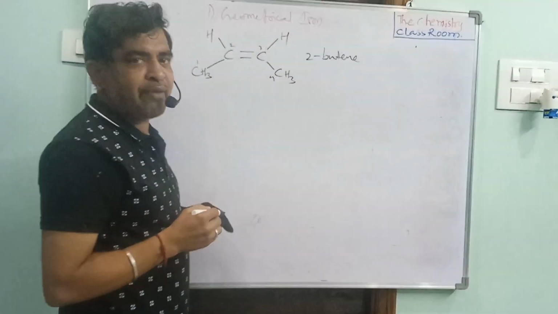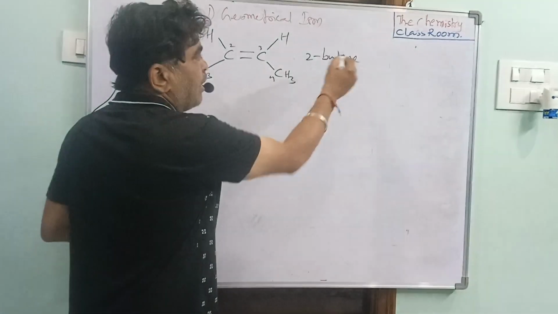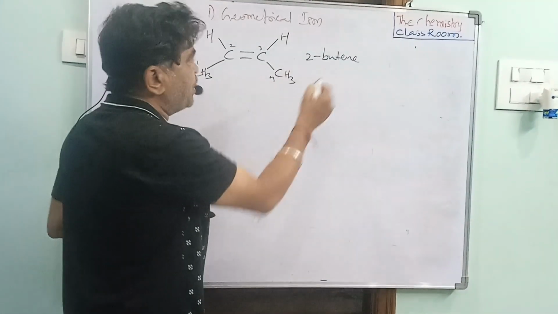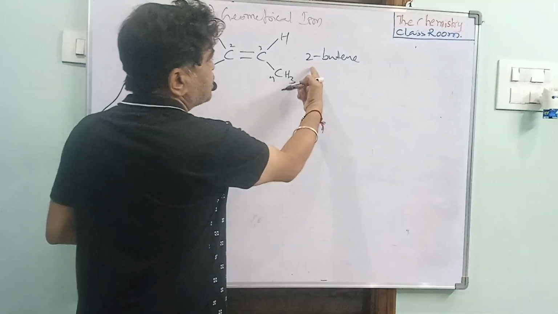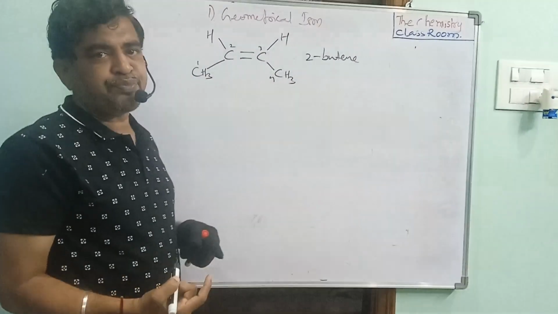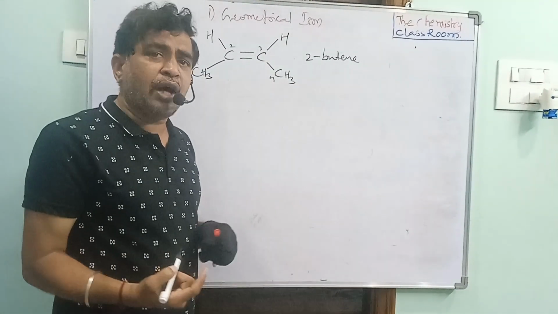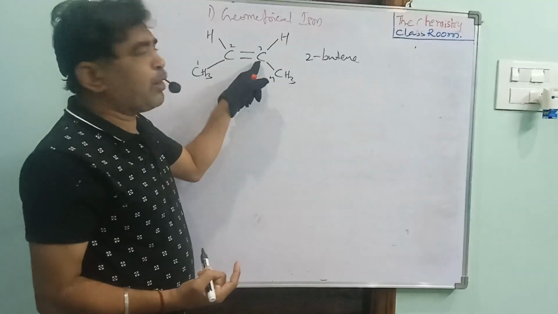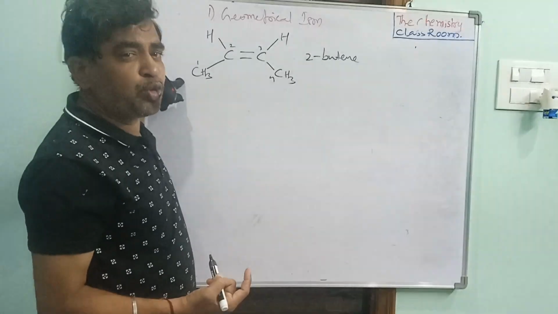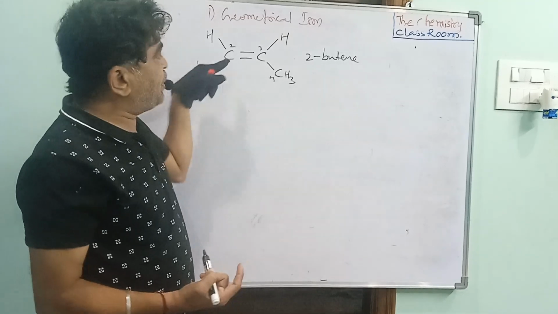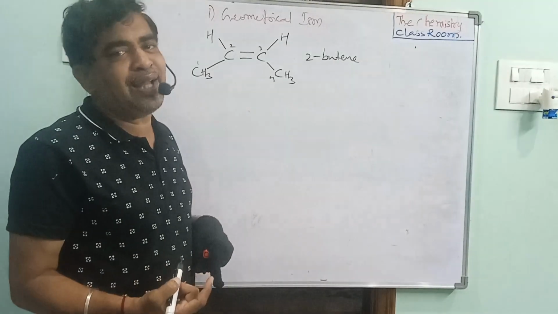The compound has one pi bond, so it is an alkene, a butene compound. At the second and third carbon we have the double bond, so it is called 2-butene. In 2-butene, the carbons participating in the double bond each have two different groups on them, so automatically it shows geometrical isomerism.